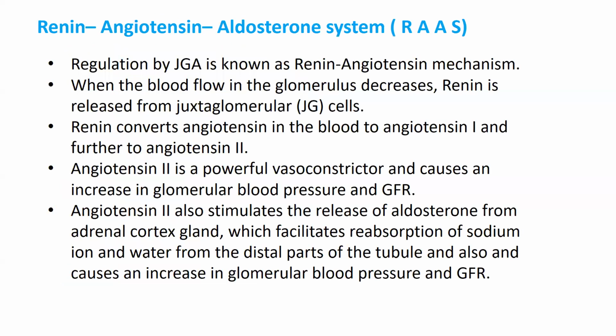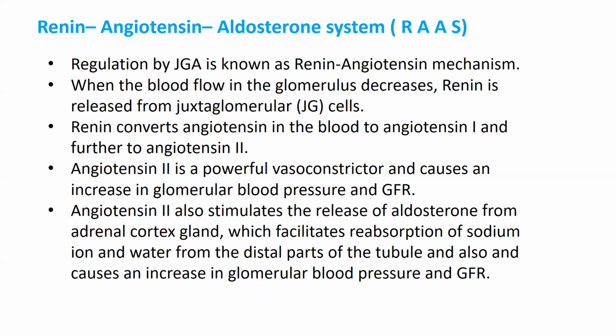Okay. Now there is one more, what we call the renin angiotensin aldosterone system. We have just seen the juxtaglomerular apparatus, right? So this is regulation being exercised by the juxtaglomerular apparatus, and the mechanism is popularly called the renin angiotensin mechanism. Here, what happens when the blood flow in the glomerulus decreases, which happens when there is low blood pressure? In that case, renin is released from juxtaglomerular cells.